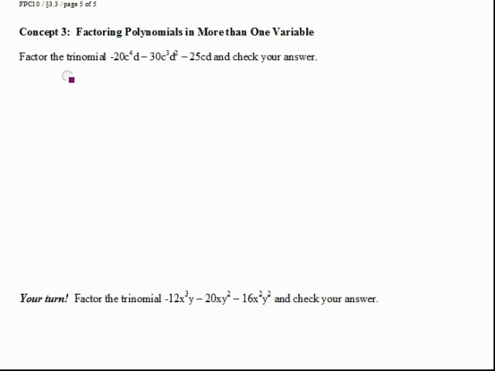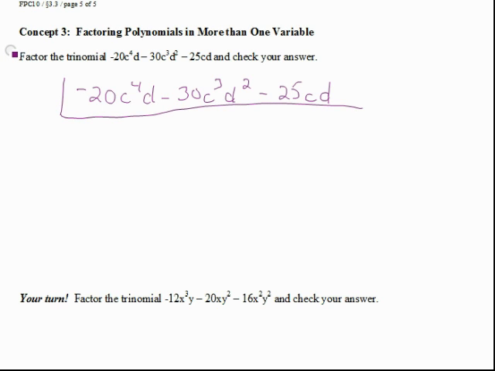So to factor this, I'm going to do it with my little birthday cake. c to the 4d minus 30c cubed d squared minus 25cd. Okay, so I'm looking for a number. What number goes into all of those? I'm going to say -5. I could actually do this in stages. Why don't I do it that way? You do want to take out the negative.